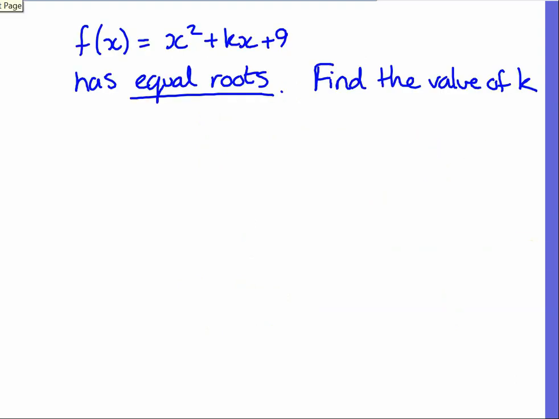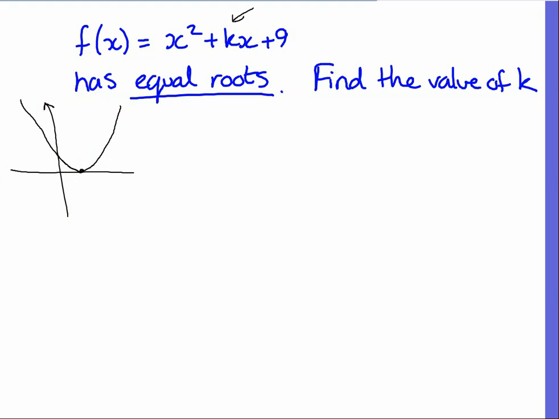Let's put it into something a bit meatier. These are sort of questions you will be asked. So we have a function, but we've got a little unknown value here, k. But we are told this function has equal roots. What that means, I should have said this earlier, is an equal root means it's like one repeated root rather than two unique roots. So it has equal roots.